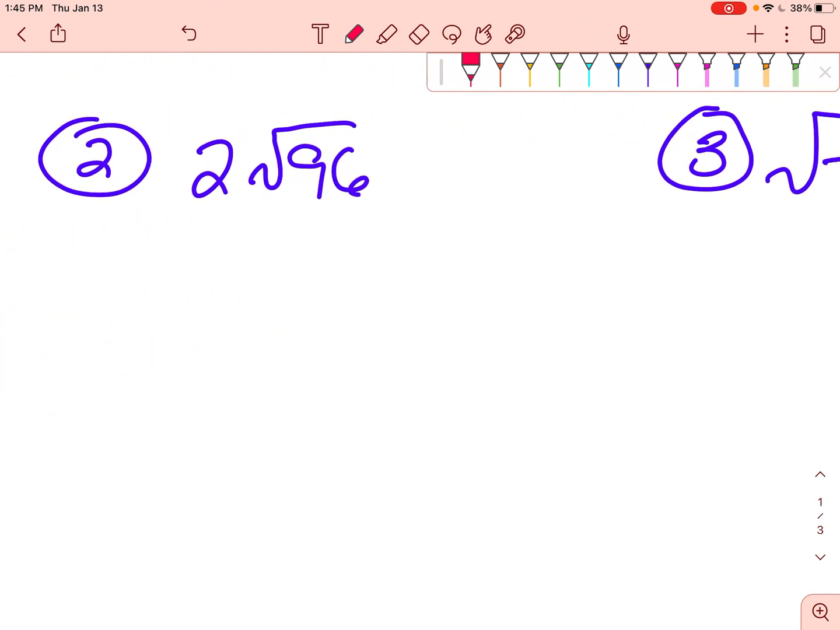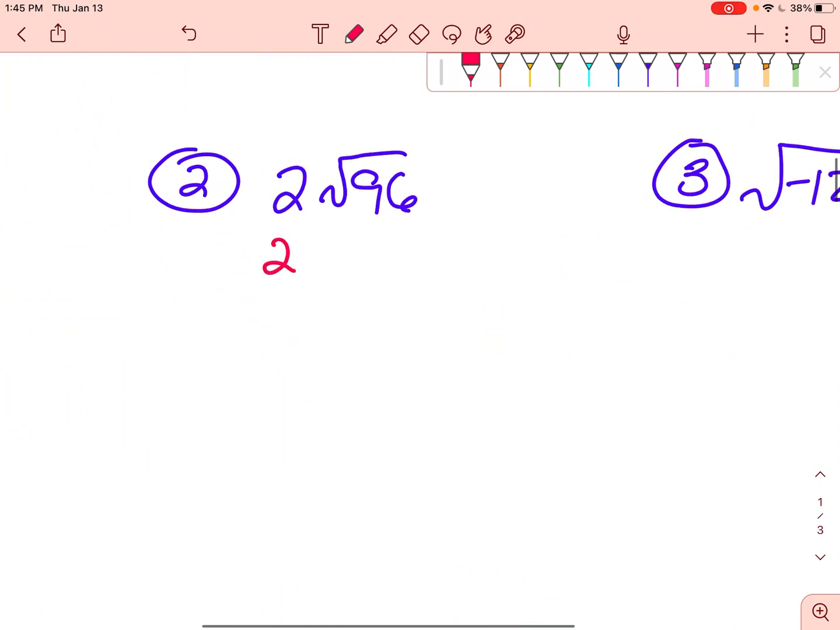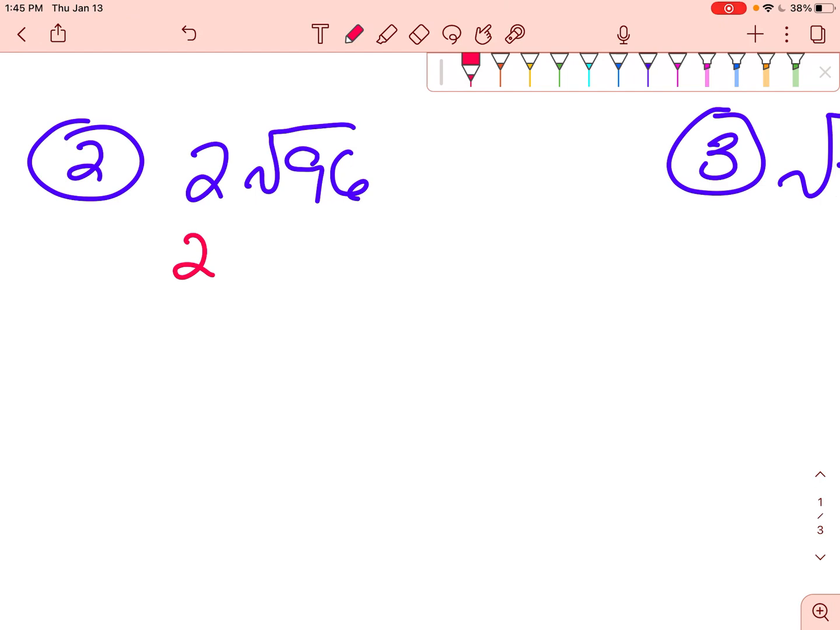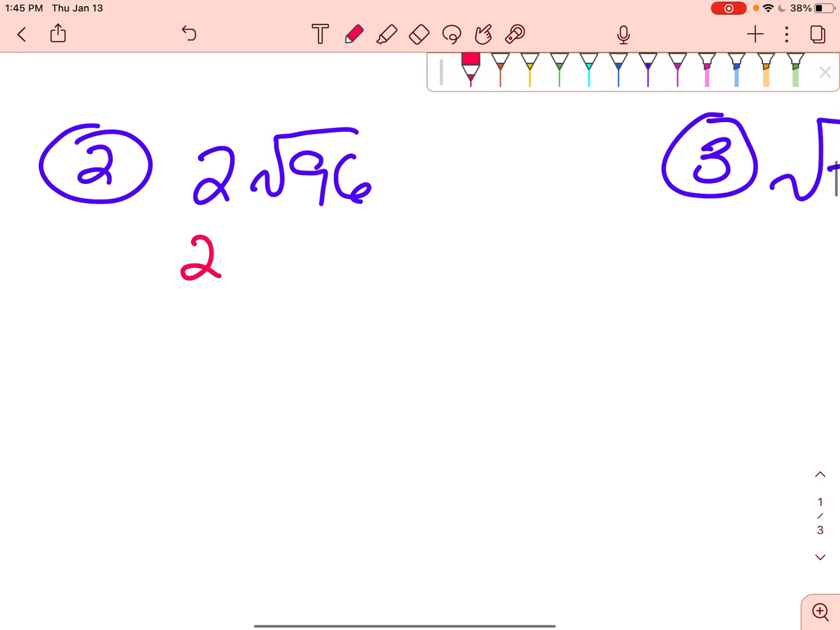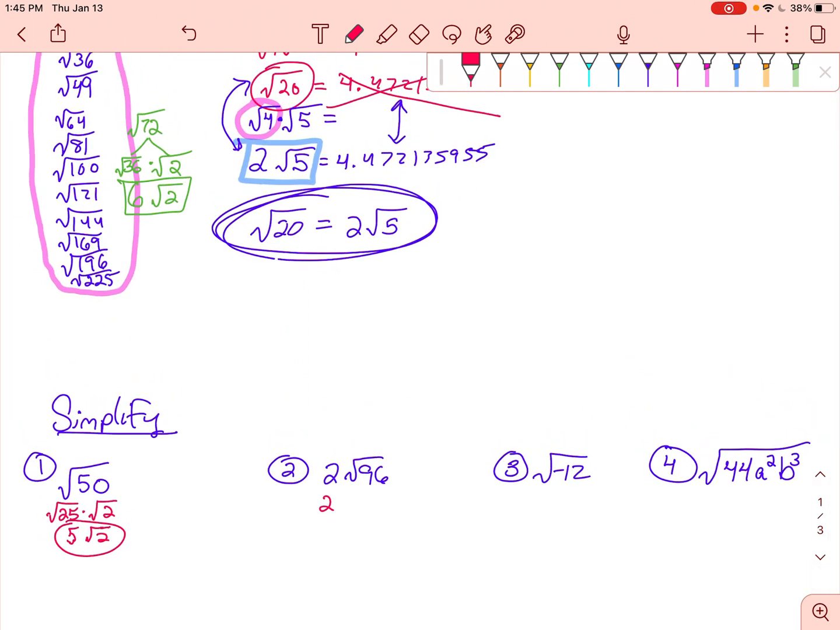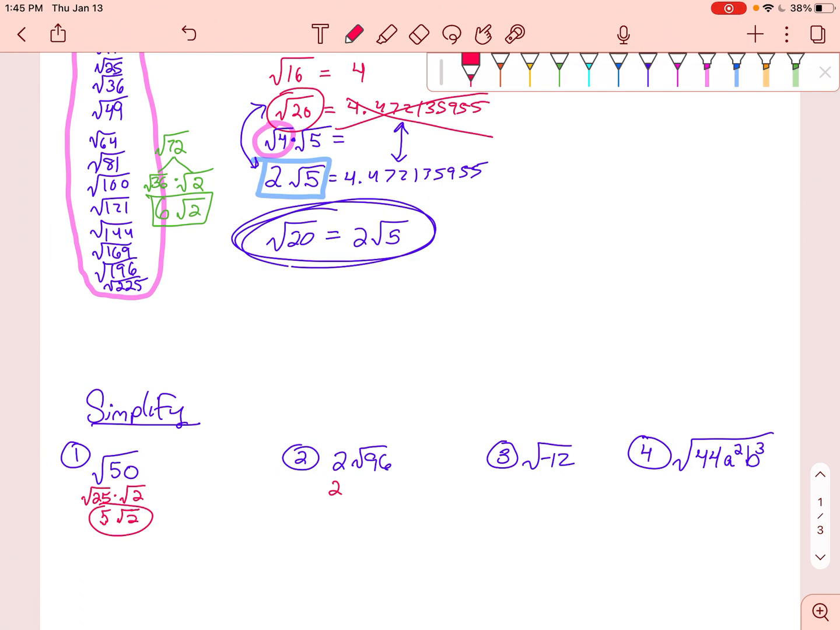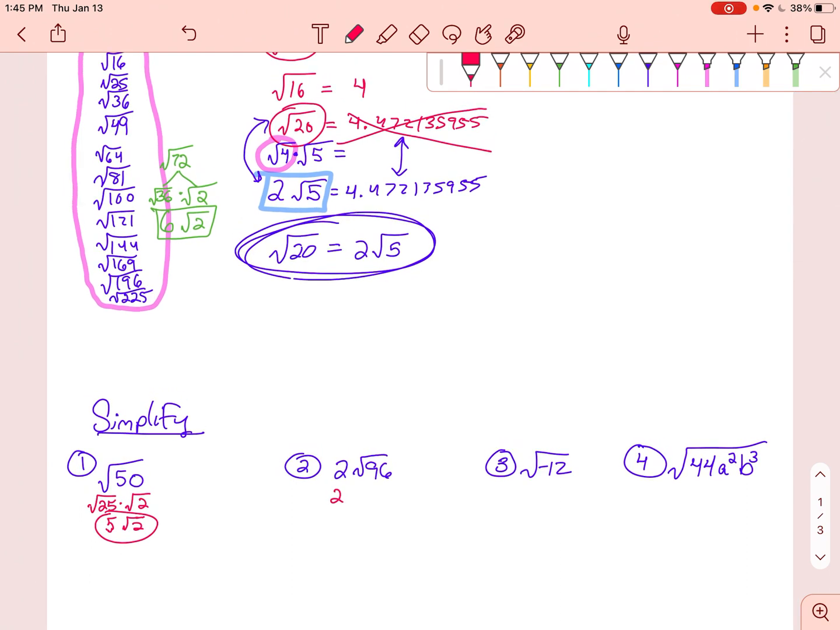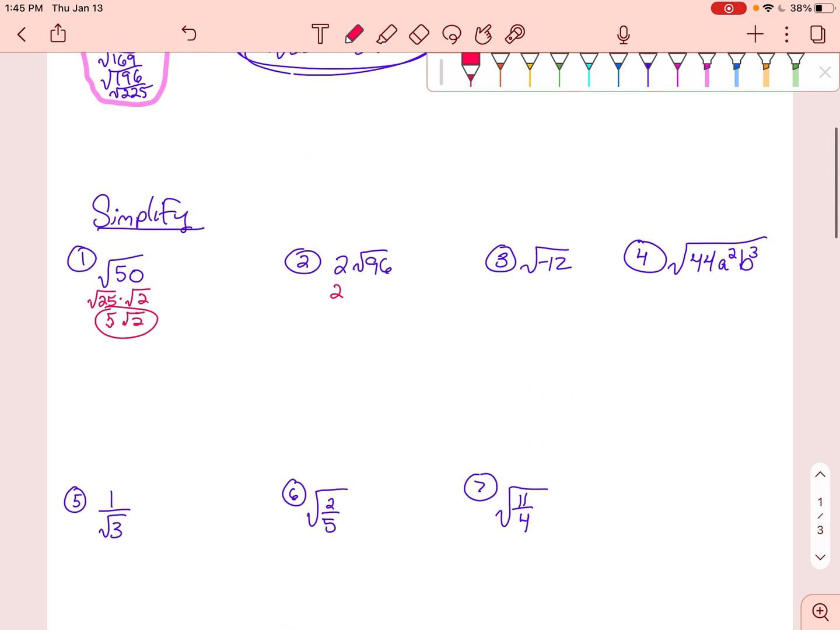Okay, now we have a number on the outside. Let's ignore him for now. What goes into 96? So I'm looking back at my numbers. 96 divided by, what's my first one? 81. That doesn't work. 96 divided by 64. That doesn't work. 96 divided by 49. Let's see. Nope, that doesn't work. 96 divided by 36. Does that work? Nope. 96 divided by 25. Nope. 96 divided by 16. Yes.